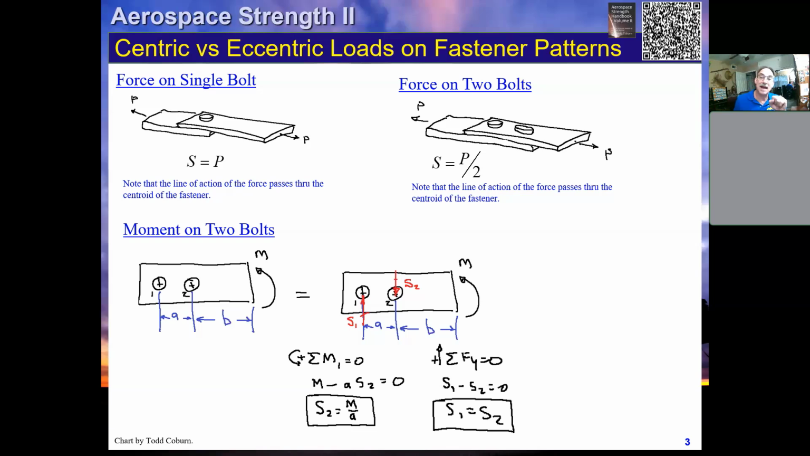If we sum our forces in the vertical direction, then we have S1 minus S2, for the way it's drawn, equals 0, and we find out that S1 equals S2. So now we find that both forces are just M over A. And if you were really good at statics, you could have spotted that by inspection, because we have a moment, and it's going to be reacted as a couple. Since there's no external forces applied, the sum of forces has to be 0, which means this moment is going to turn into just a simple couple on these fasteners, which means two equal and opposite forces separated by some distance, M over A equals S. Got it?